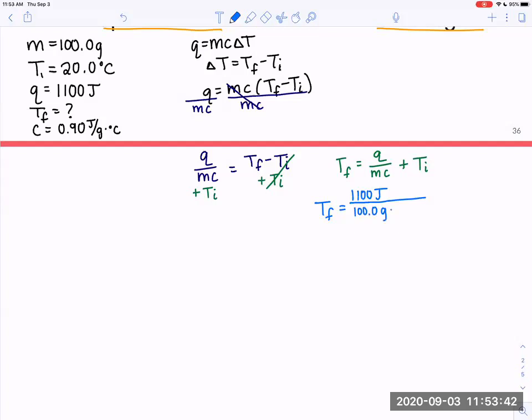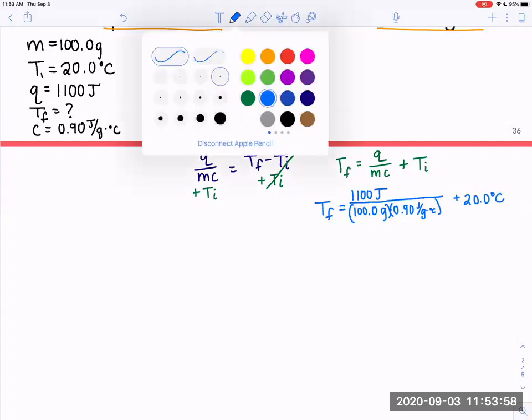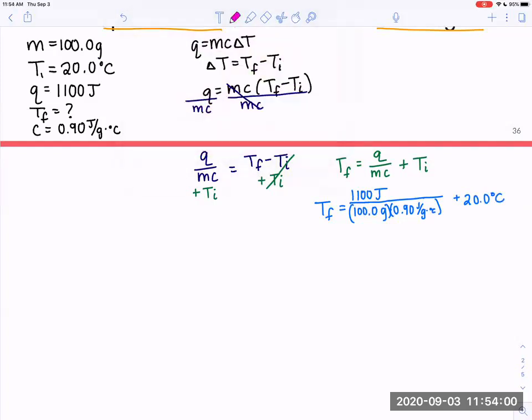100 grams times 0.90 joules per gram degree C. And we will be canceling some units out this time. Plus my Ti, 20 degrees. So let's just look at a couple of unit cancelings here. We have our joules on top, grams on the top of the bottom, grams on the bottom of the bottom. And then degree C is going to be up on the top, what we're going to get out, plus degree C. Obviously, we really know our final temperature is probably going to be in degree C, right?